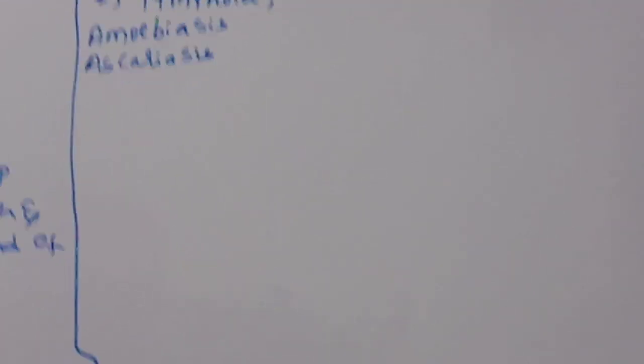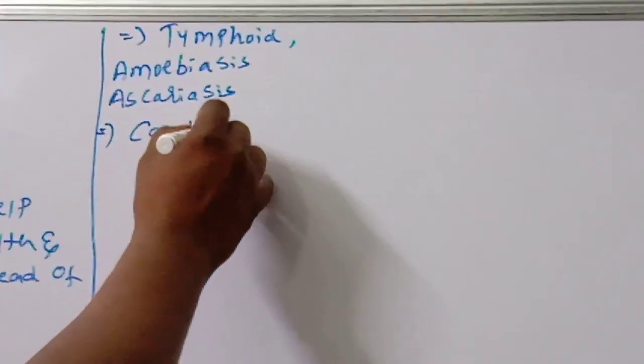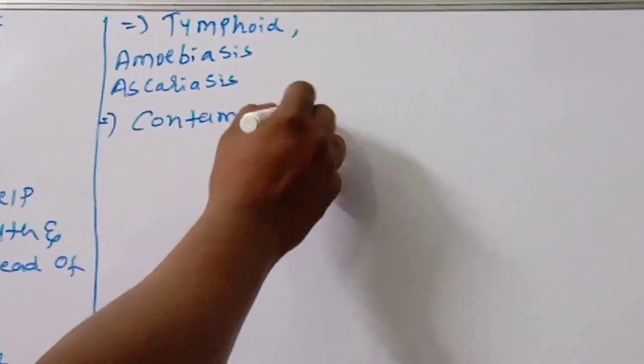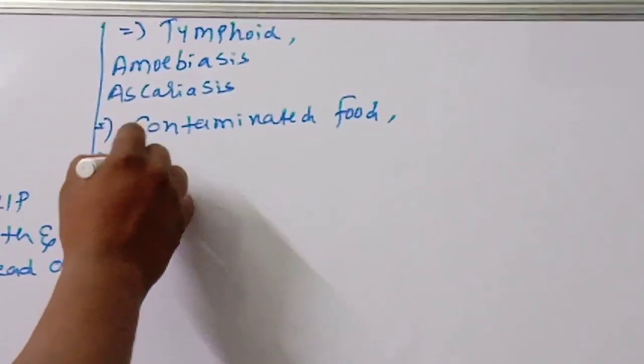Okay, children, these all are transmitted through which one? Contaminated food and water.